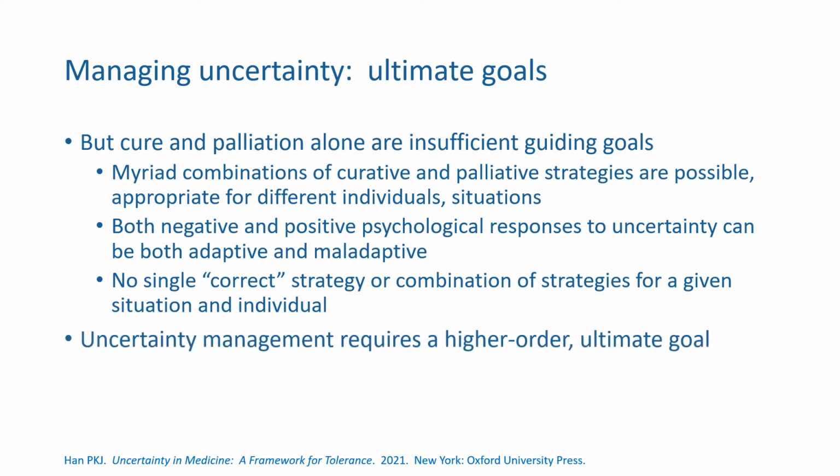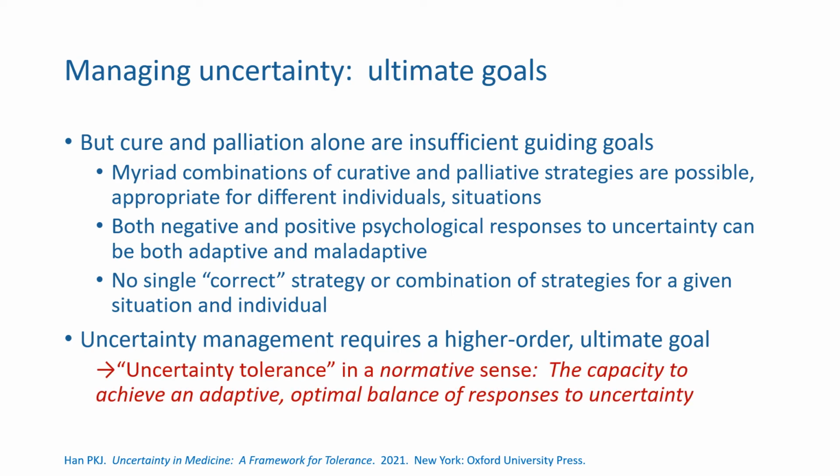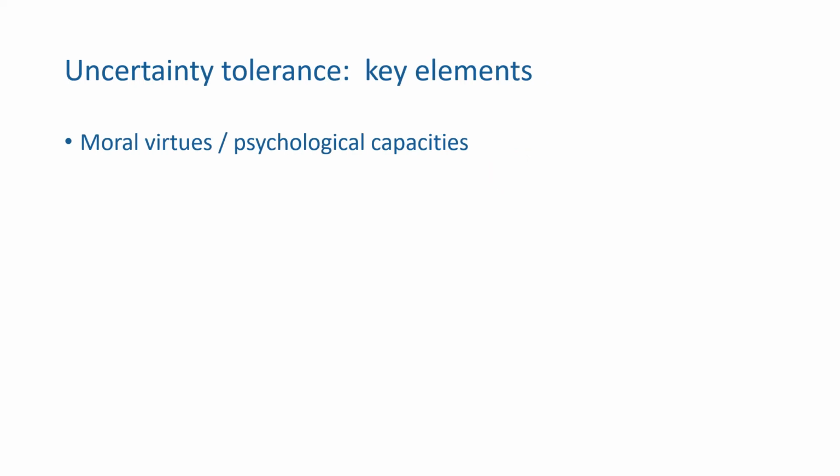Therefore, higher order ultimate goals are needed, specifically uncertainty tolerance in a normative sense of the capacity to achieve an adaptive balance in one's responses to uncertainty. This balance is specific to the individual and situation and needs to be defined by them. The key question is, how do we help individuals achieve uncertainty tolerance in this ultimate normative sense of adaptive balance?